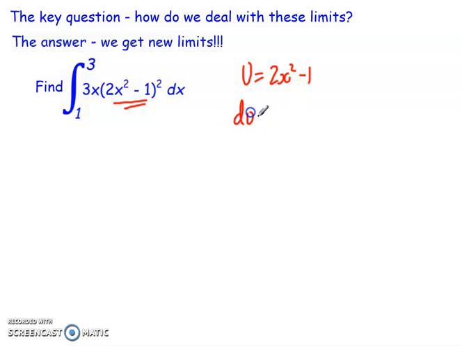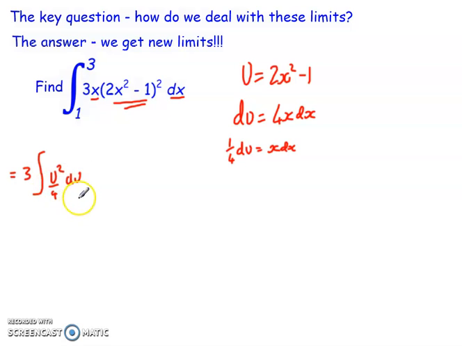So take the derivative, so I'd get du is equal to 4x dx, and I then want to eliminate the x dx from my final bit that I'm going to work with. The 3 here can go in the front as a multiple of the integral. So what I'd then be able to say is I've got 1/4 du equals x dx. So I'd be able to substitute these in, and what I'd be able to do is change my integral to 3 times the integral of u squared times du over 4.